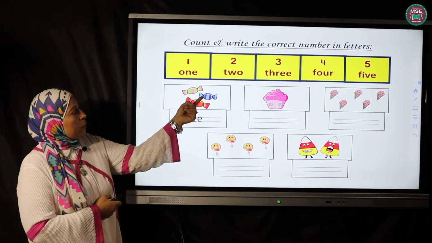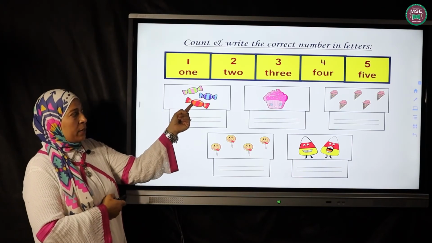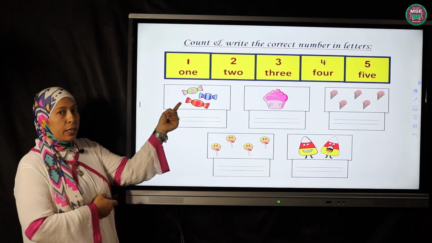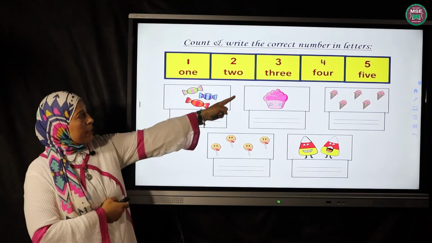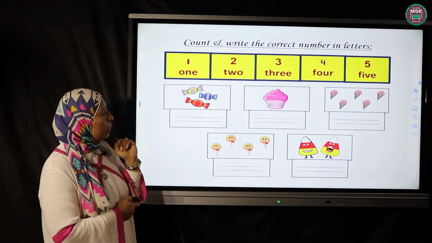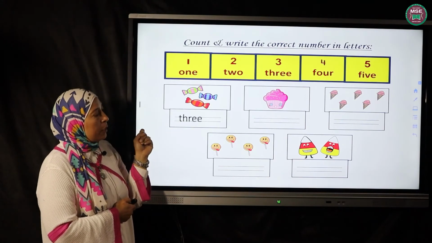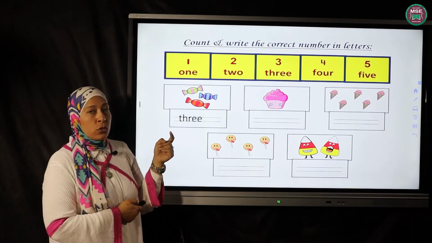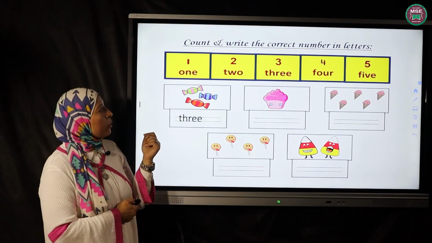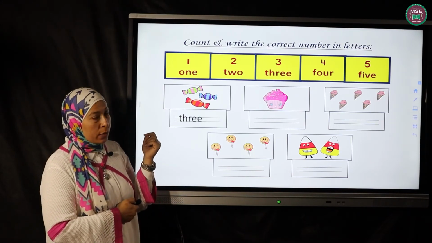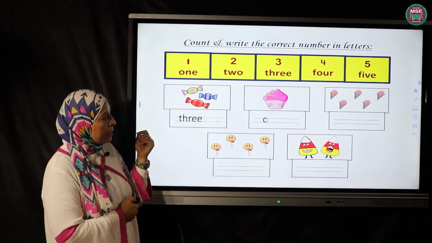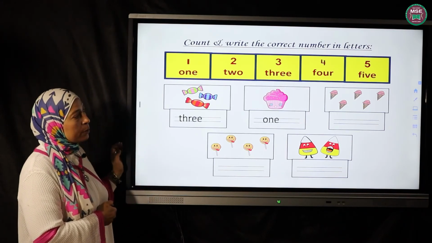Here, 1, 2, and 3 candies, right? So 3. Where's number 3? Yes, it's up here. We're going to write number 3. Okay, how many cupcakes? Just only 1. So we're going to write number 1. And 1 is a crazy word. O-N-E, 1.